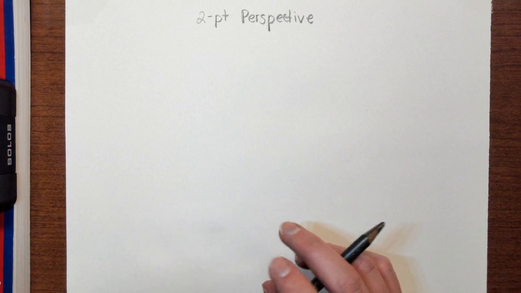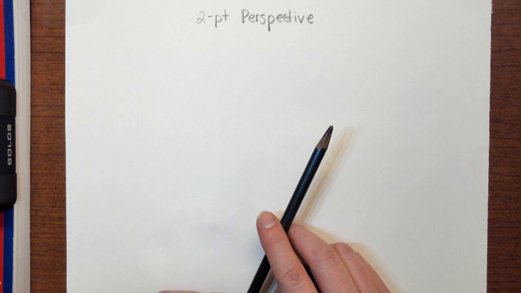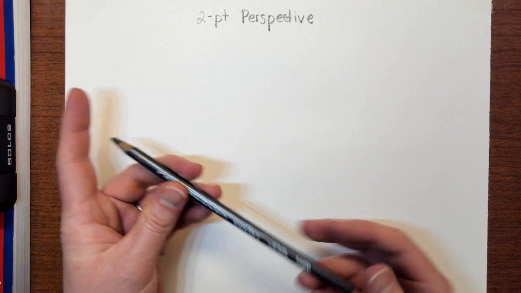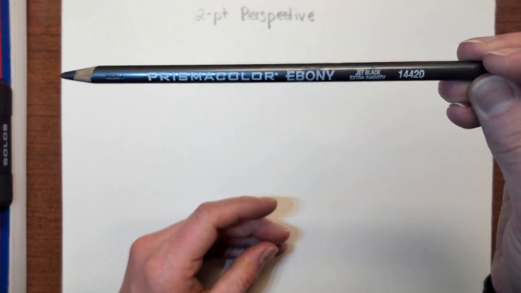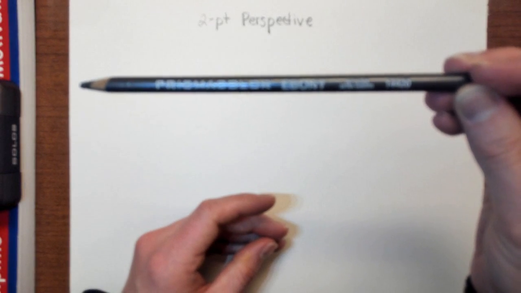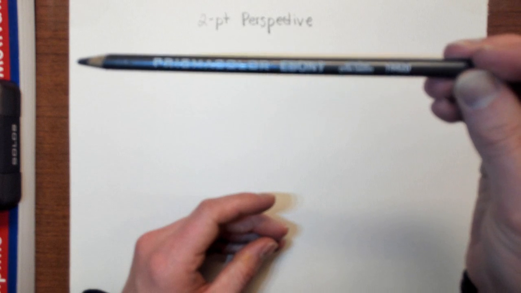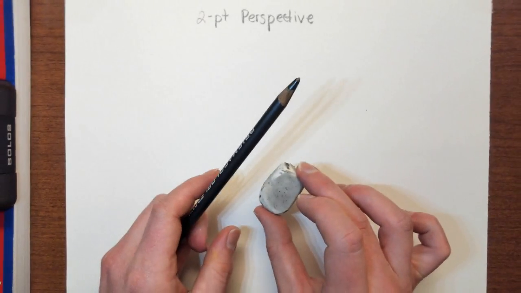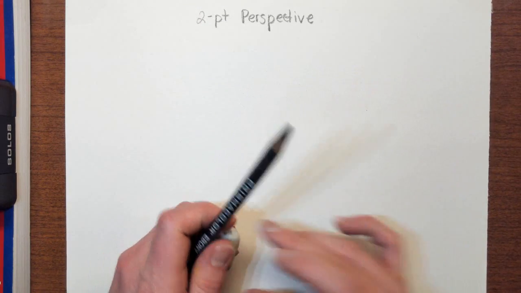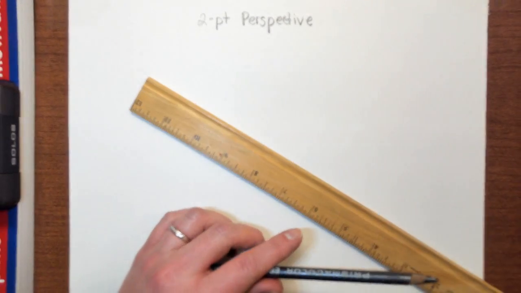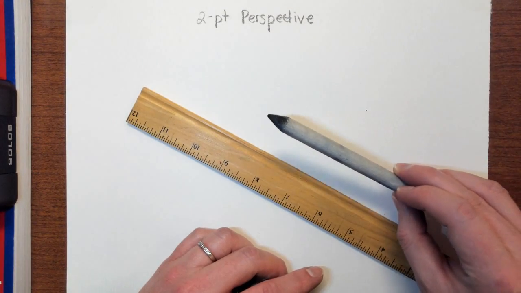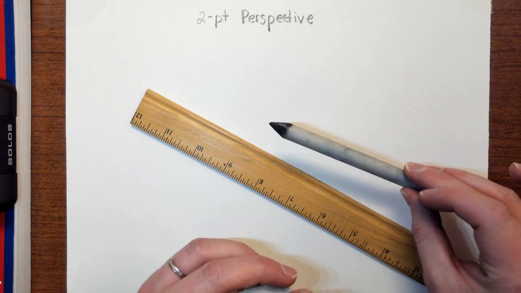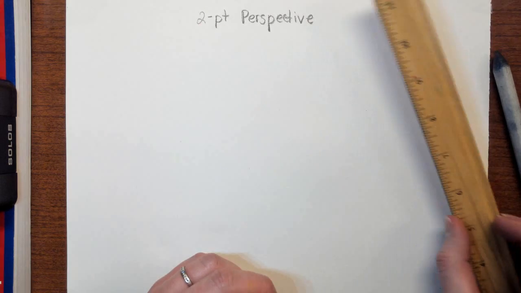So some things you're going to need in order for us to get started: you're going to want a pencil. It could be an ebony pencil. I'm using an ebony pencil, as you can see. I have an eraser here, and you can use a number 2 pencil if you have one. You're going to need a ruler, and if you have a blending stump, you definitely want to use that. It'll help with shading. You don't need one; you can always use your fingers.